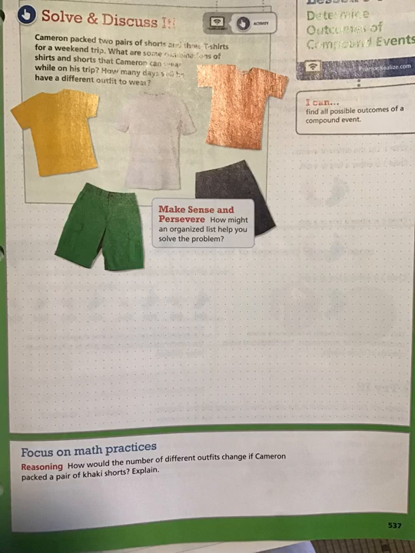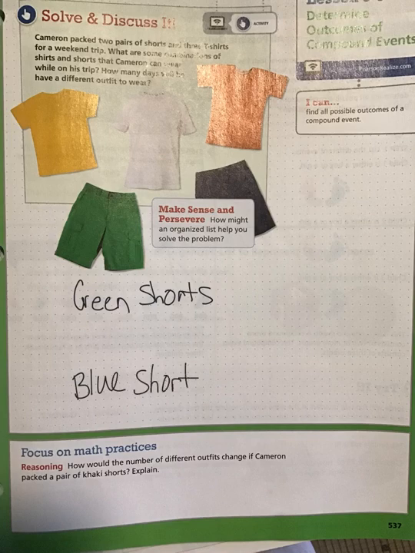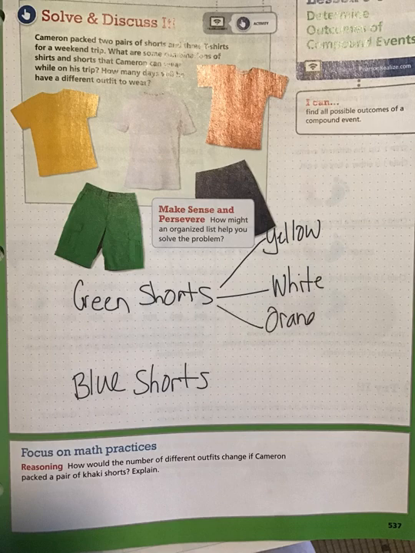So there's many different ways that we can do this. The way that I'm going to do it is I'm going to go according to the shorts. So first off, there's 2 types of shorts. You could have green shorts and you could have blue shorts. Now from here I'm going to draw a line from the green shorts because you could wear the green shorts with a yellow shirt, the green shorts with a white shirt, or the green shorts with the orange shirt.